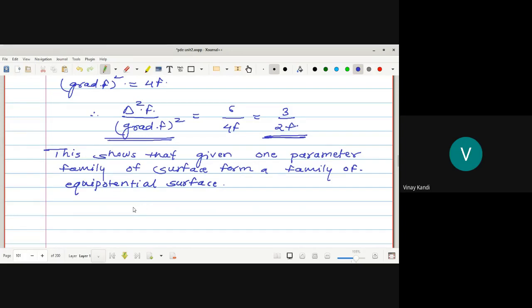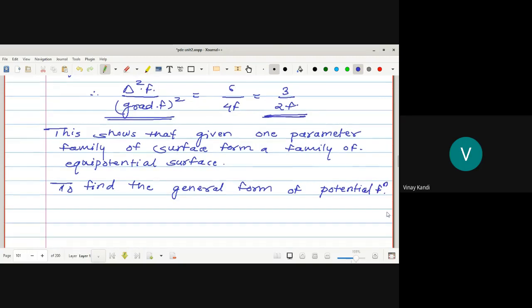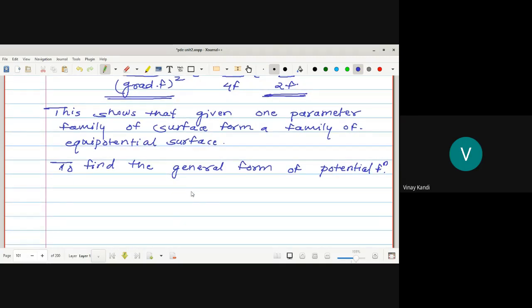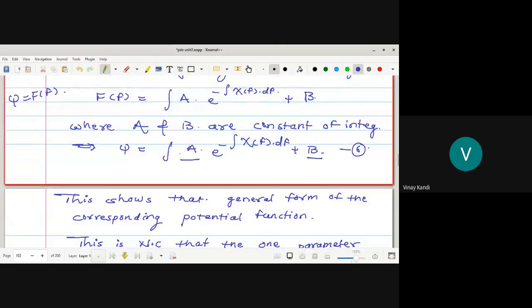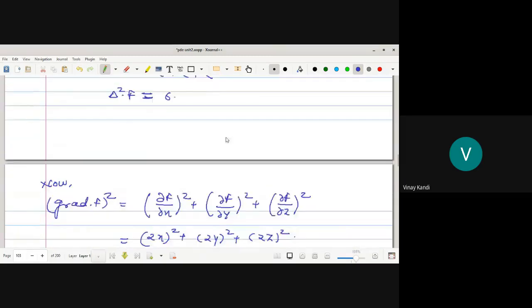Okay, now we have to find the value of potential function. Now to find the general form of potential function. General form of potential function. Okay, what does general form mean? We don't know the value of a and b. The integration constants, we do not know the values of a and b. That's why we call that function the general form of potential function.